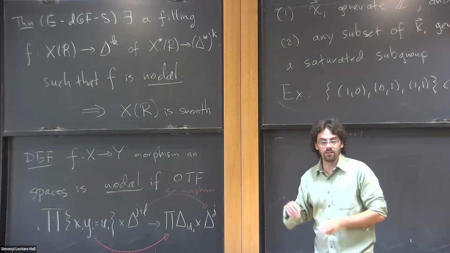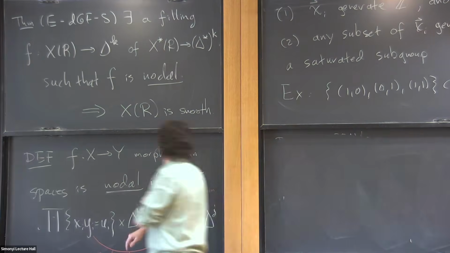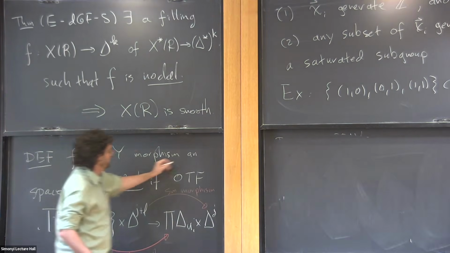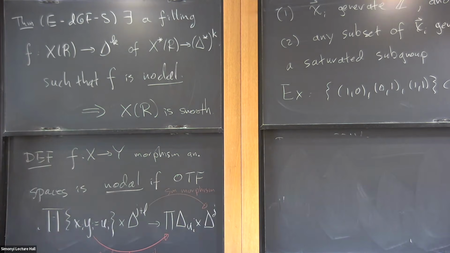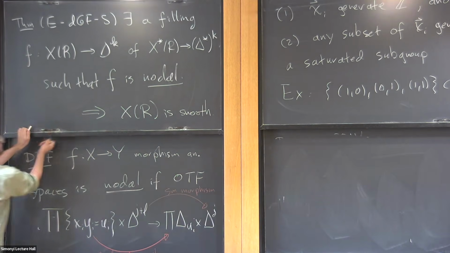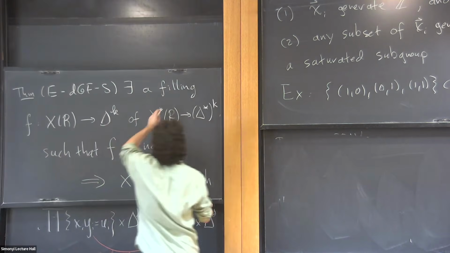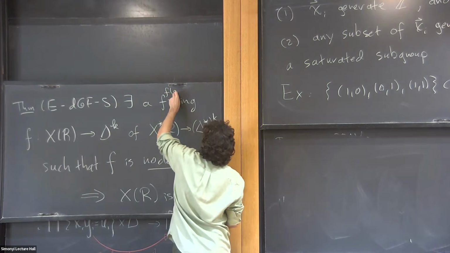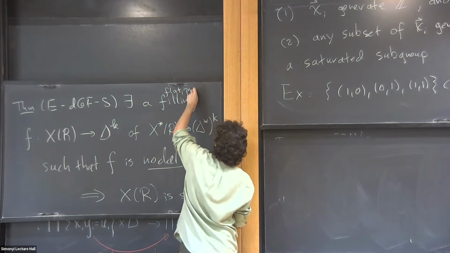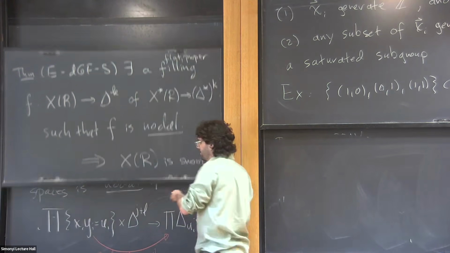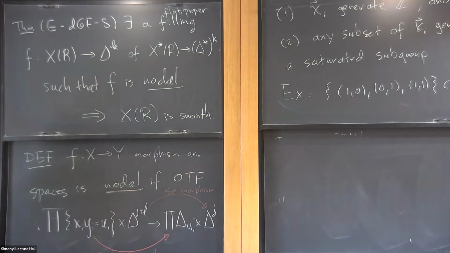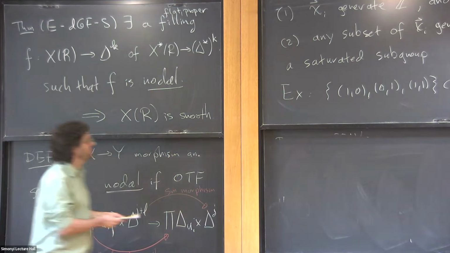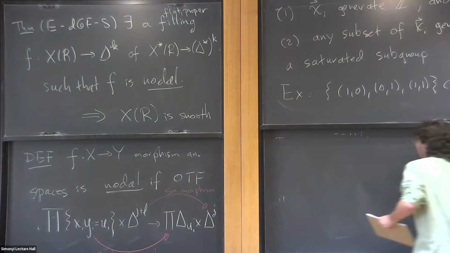And you want F to be proper also, I guess. F to be what? Proper. No, I mean you can define a nodal... Yeah. Sorry. Let me say that this filling, let me say a flat, proper filling. But the notion of a nodal is just a purely local notion about the singularities of a morphism. Okay.